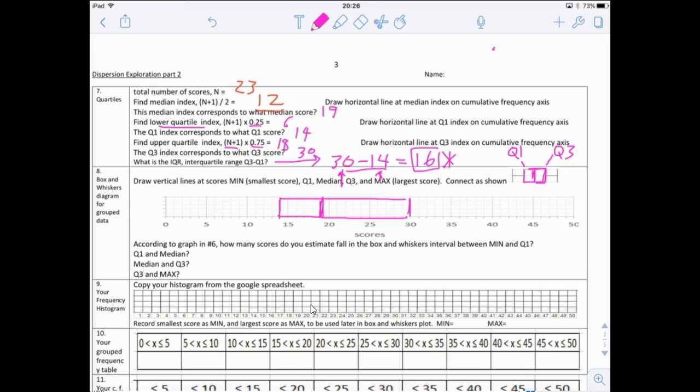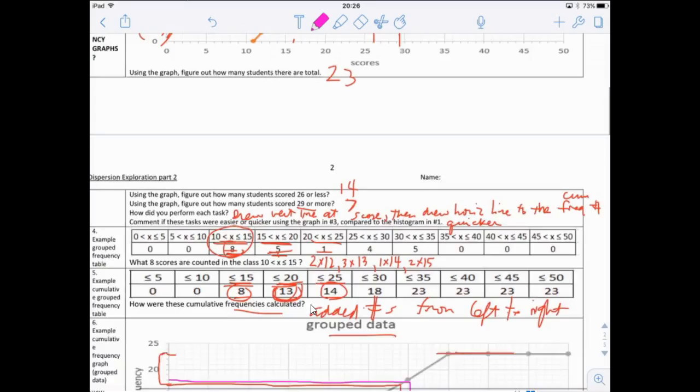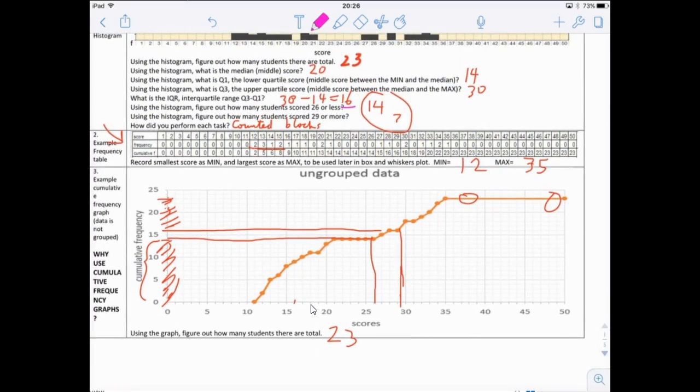How far do the whiskers go out? Actually, the whiskers go to the minimum and max score. And the minimum and max score we recorded on a previous page here. Here they are. We recorded the actual minimum and max here, 12 and 35.